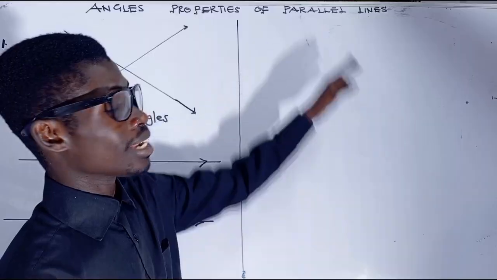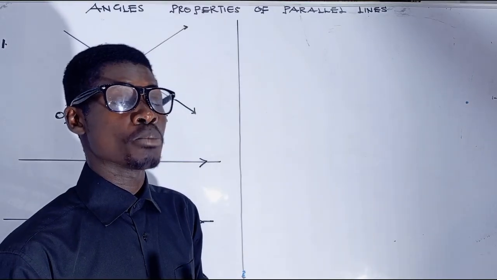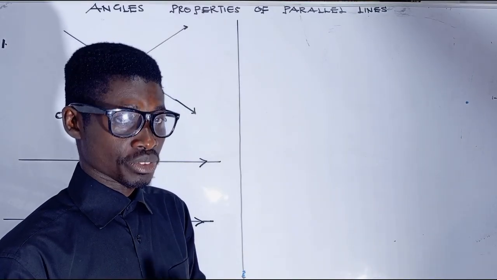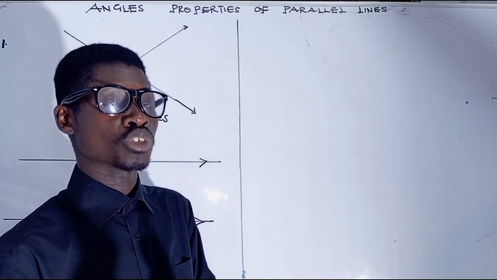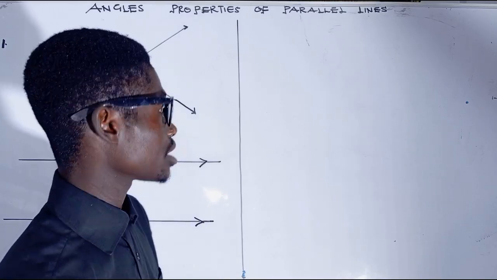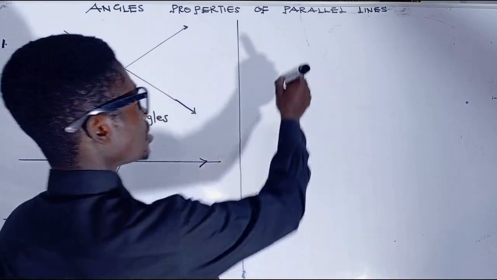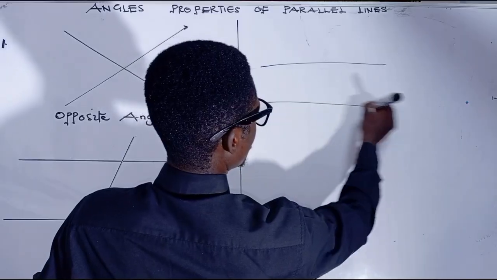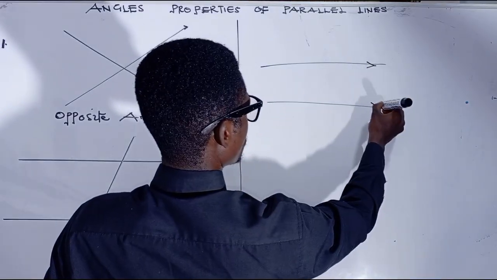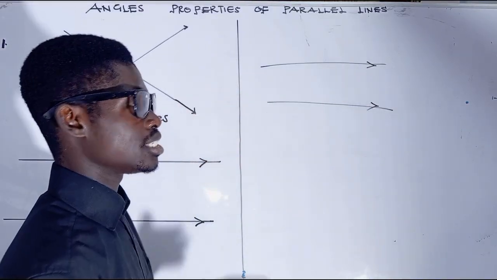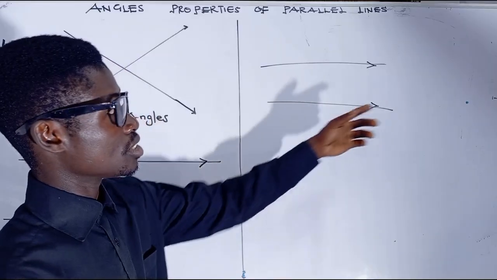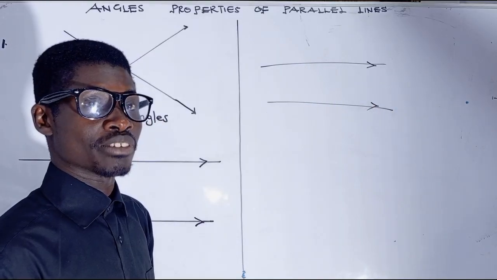When we talk about parallel lines, they are lines that do not meet no matter how far they travel. They are lines that do not meet no matter how far they do what? Travel together. So this is an example of two parallel lines. They are all heading towards the same direction. No matter how far these two lines travel, they will never meet.